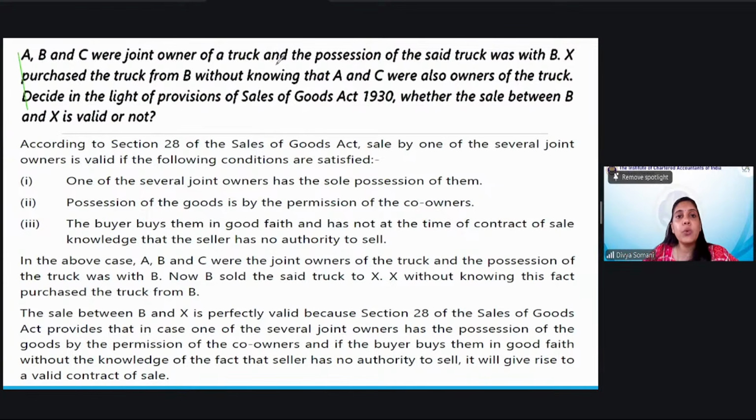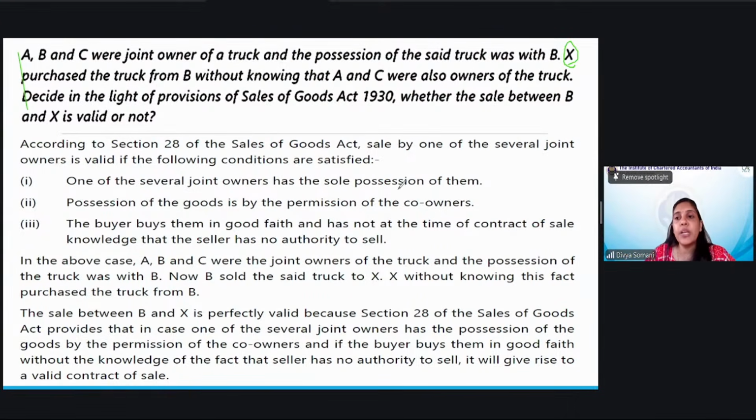A, B, and C were joint owners of a truck, and the possession of the said truck was with B. X purchased the truck from B without knowing that A and C were also the owners of the truck. This sentence itself tells you that X, the new buyer, is acting in good faith, and he is completely ignorant of the fact that this truck was in joint ownership. So discuss, in the light of the provisions of the Sale of Goods Act, whether the sale between B and X is valid or not. So again, we have to justify by saying that firstly, this is falling into the exceptional cases.